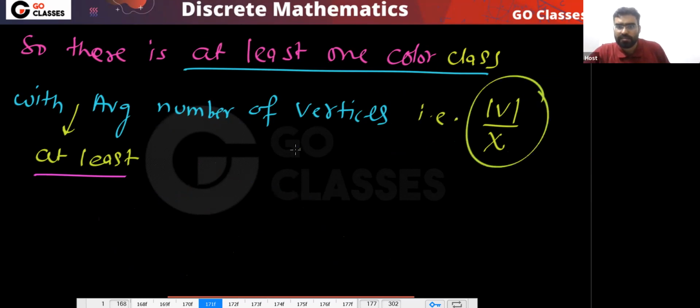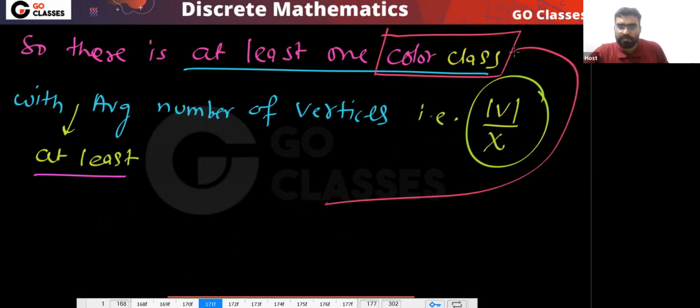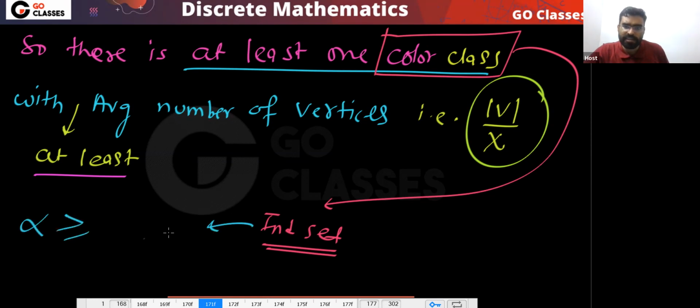Okay, and this color class is an independent set. So what can you say about the independence number? This is an independent set. So finally, what can I say about the independence number? That should be greater than or equal to this.